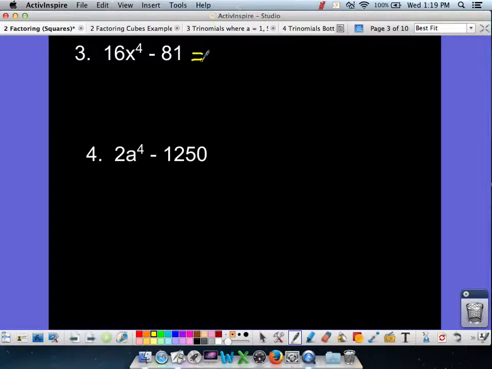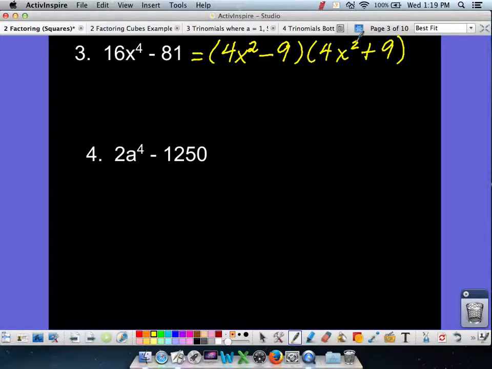In this particular problem, I don't have one. But I do notice that I have the difference of squares. So I look right here and say, I have 16. What square gives me 16 is 4. X to the 4th, I'm going to take half of that because I'm writing 2 different binomials, so that's x squared, minus what square gives you 81? That would be 9. And then I have 4x squared plus 9.